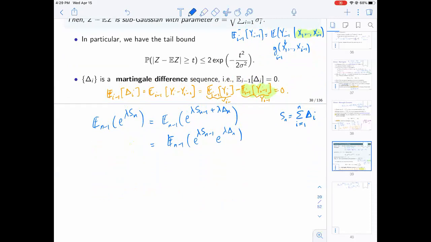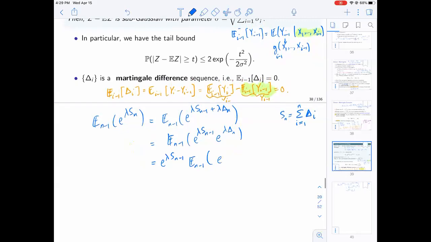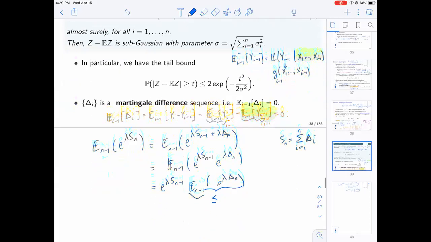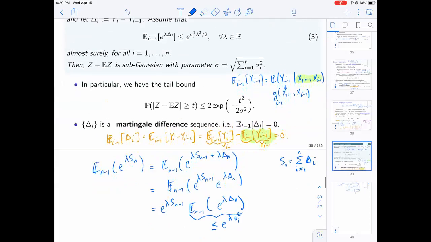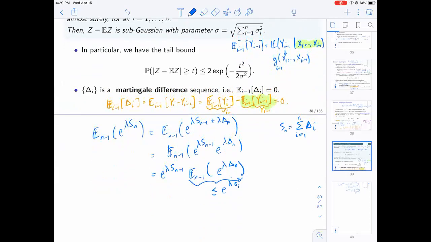The e to the lambda S_{n-1} is now like a constant, so you can pull it out, right? Right, so it's measurable with respect to, or a function of, x1 up to x_{n-1}. So it comes out of this conditional expectation as itself. So I get this. Now I'm assuming that this is another random variable, but I'm assuming that this is bounded by e to the lambda squared sigma_i squared, you can see it up there, divided by 2, right?